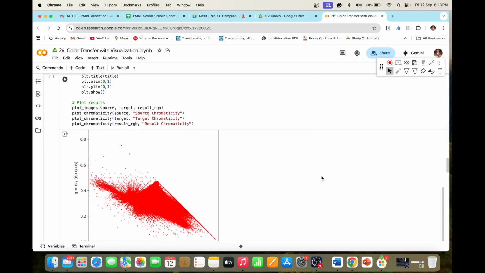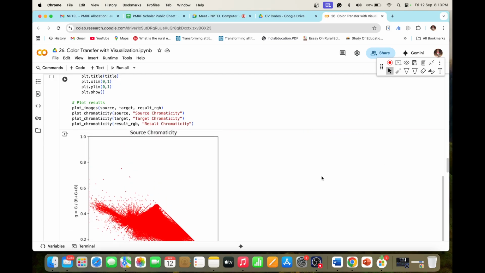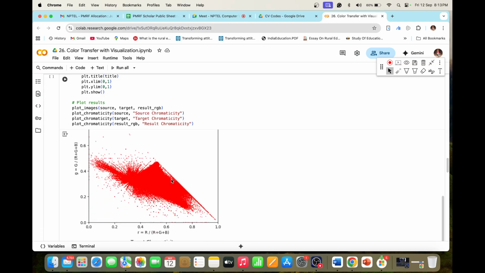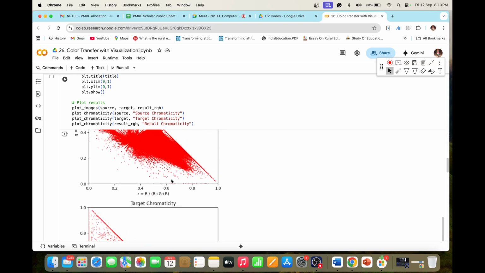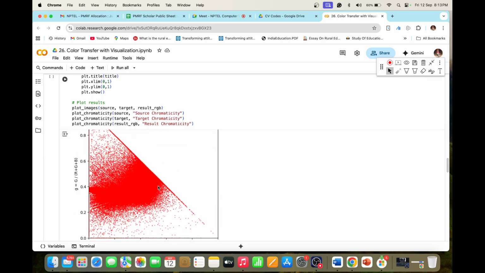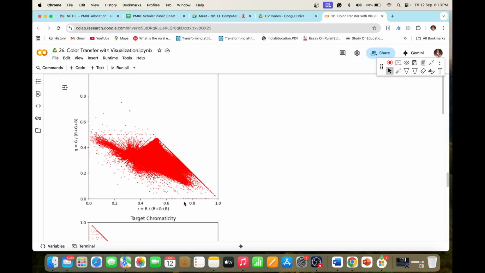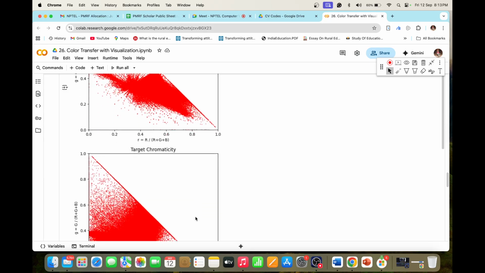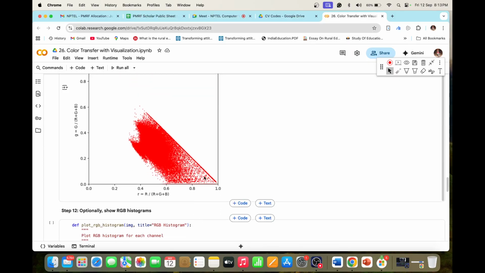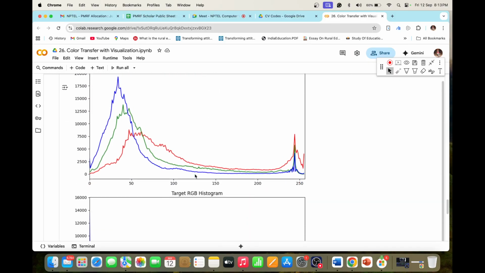So this is your source chromaticity, and this is your target chromaticity. This is your source, this is your target, and this is your result chromaticity. So this resultant is from source to target. This is your resultant chromaticity. This code also you can see.